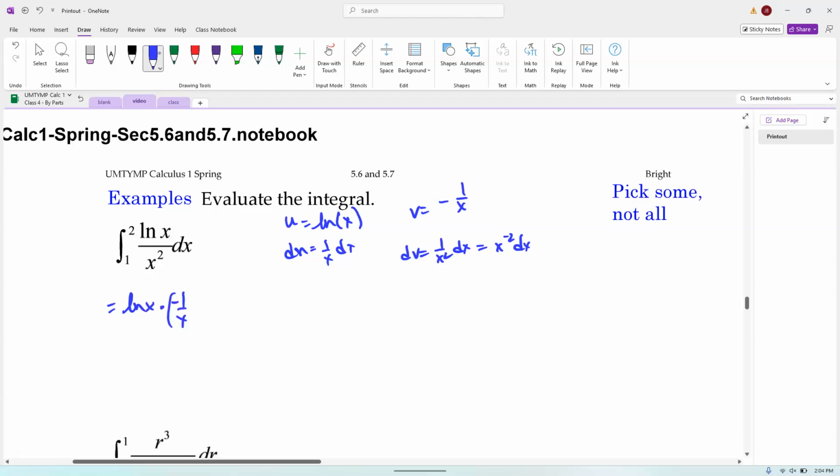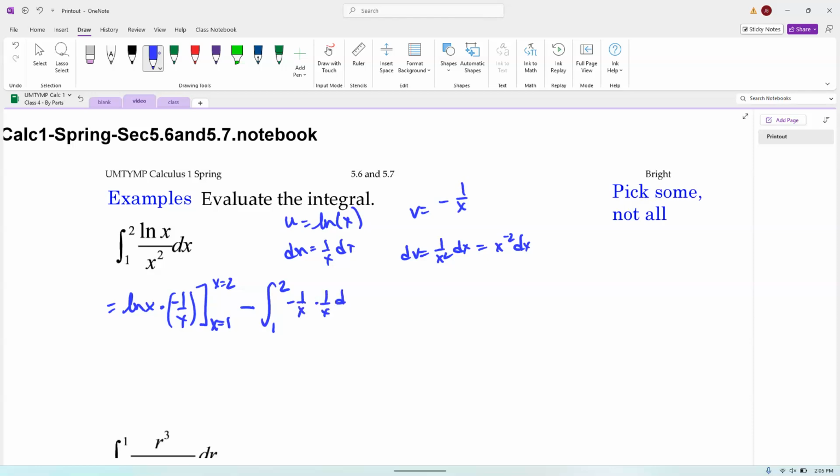Okay, so then here, when we do uv, we do natural log of x times negative 1 over x, and I need to make sure to evaluate this from x equals 1 to x equals 2. Subtract the integral, still from 1 to 2, keeping the bounds. Because these u's and v's that I'm using, I'm not doing u substitution, right? I'm still using x. I'm just using a symbol to help me establish the formula. So then it'd be v du, so minus negative 1 over x times 1 over x dx.